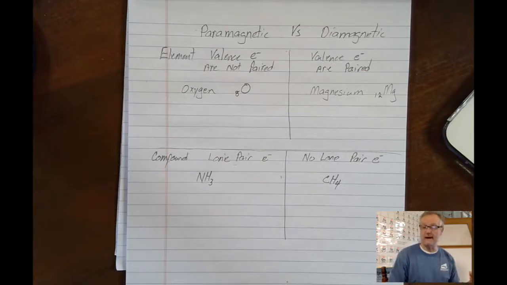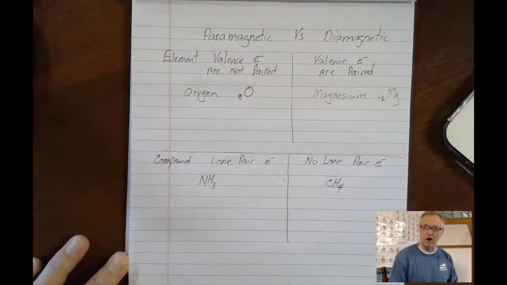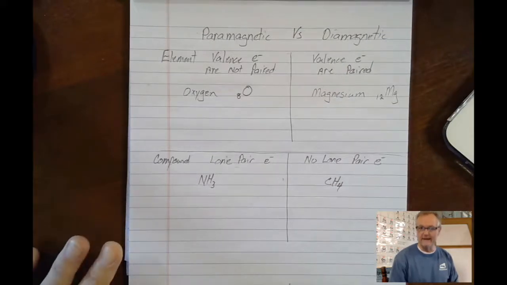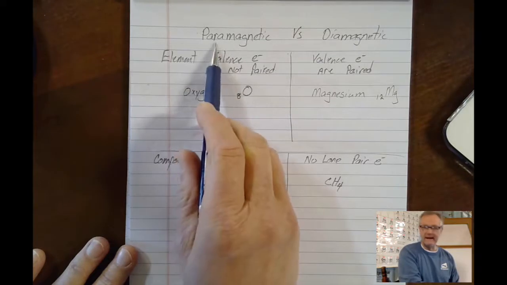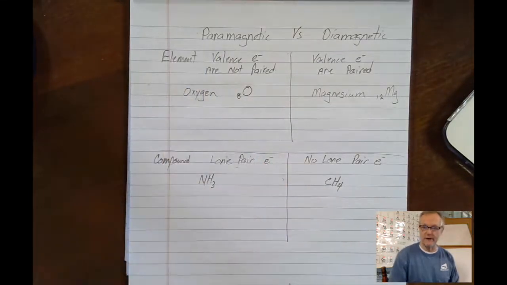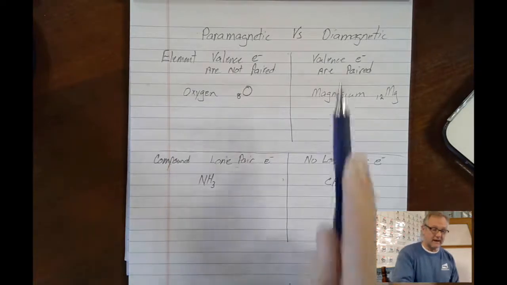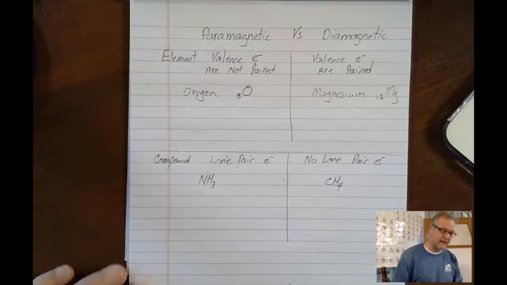Paramagnetic in an element means that we have valence electrons that are not paired. And in diamagnetic, we have valence electrons and they're all paired. So let me give you an example of this. I chose oxygen. When I draw oxygen out, and I draw its orbital diagrams, I will get a 1s2. That's where we start. Both of them are paired.